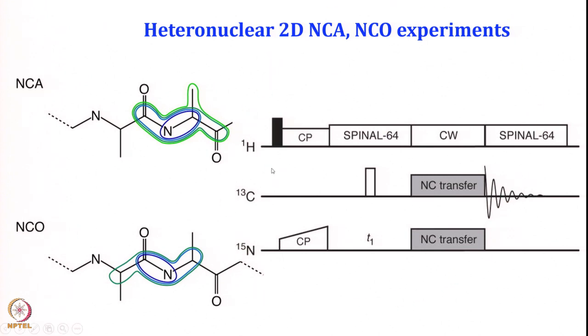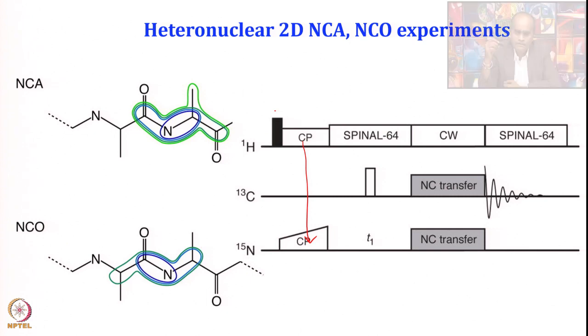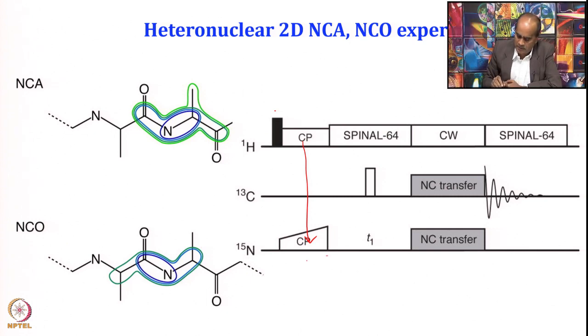So, let me walk you through the pulse sequence. We are again exciting the protons using a 90 degree pulse, then we are doing the first CP, transferring the magnetization from proton to nitrogen. So, in the first CP, the magnetization of directly attached protons is transferred to nitrogen, and now the magnetization is on nitrogen. Then in the indirect dimension we are encoding nitrogen, so this is the T1.